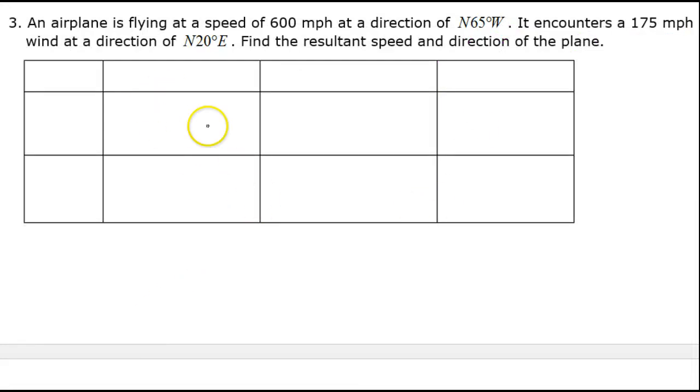Okay, so here's how to use this table, this chart. So in the first column, I'm just going to indicate that we're going to be recording the magnitude and the direction. And in this row, we will do component form x and y. But in this column comes the first vector, which is the plane. So we have the plane flying. And the other vector is the wind. And then we will have the resultant.